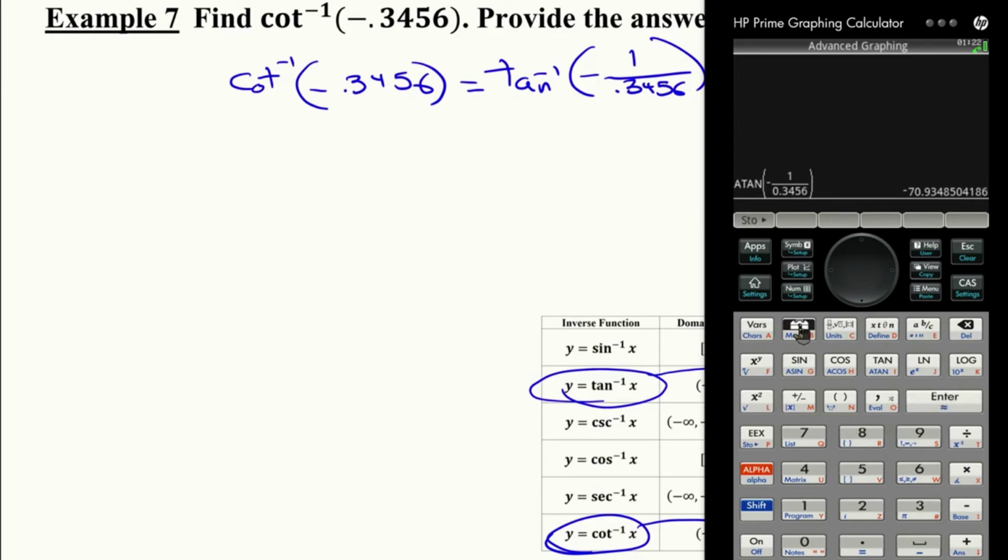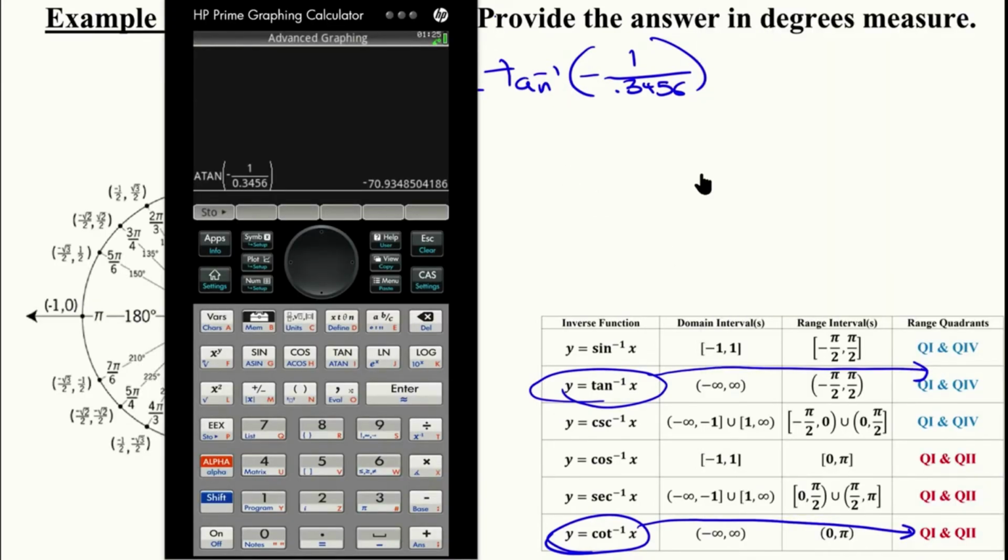Okay, so we get that. Now let me go ahead and bring in a unit circle. All right, notice that the calculator is giving us negative 70.9 degrees approximately. We were in degree mode, remember? Now, of course, remember when a calculator gives you an inverse tangent, it's going based on this range. So it's giving you a quadrant 1 or quadrant 4 answer.